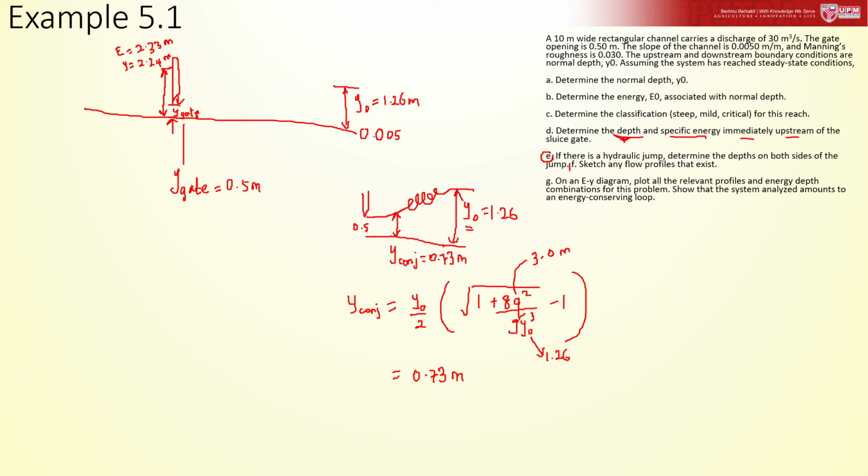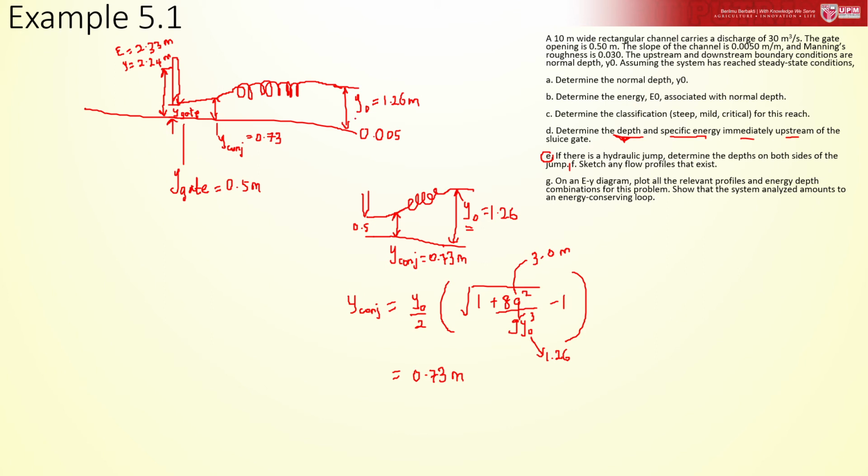Previously we found that y gate is 0.5, and as it goes along here before the hydraulic jump. This is the hydraulic jump, and after the hydraulic jump the flow will go back to normal depth. So here we have the conjugate, y conjugate, which is equal to 0.73.